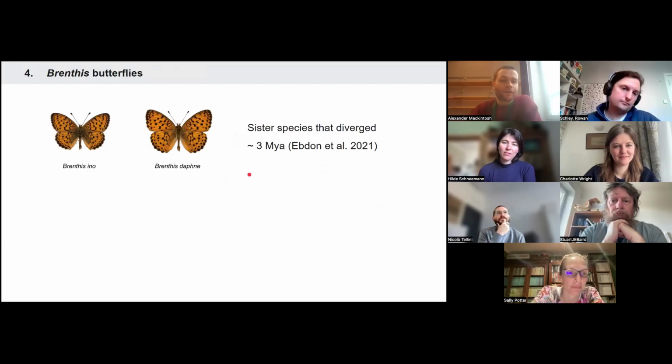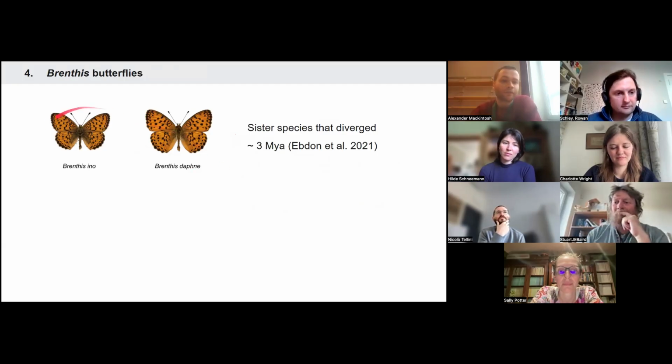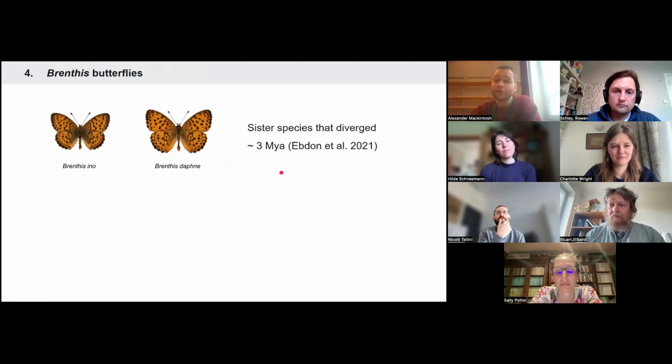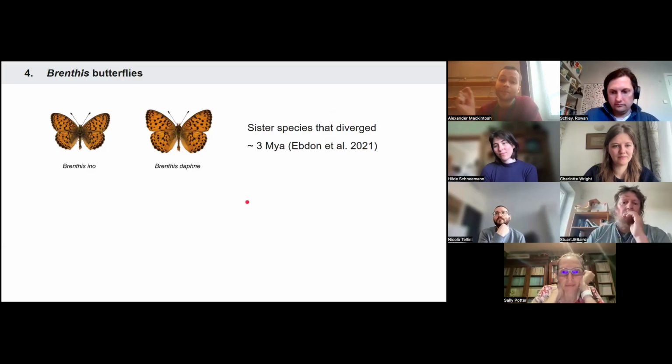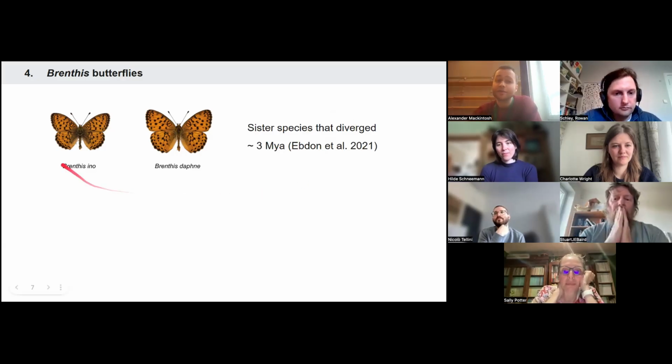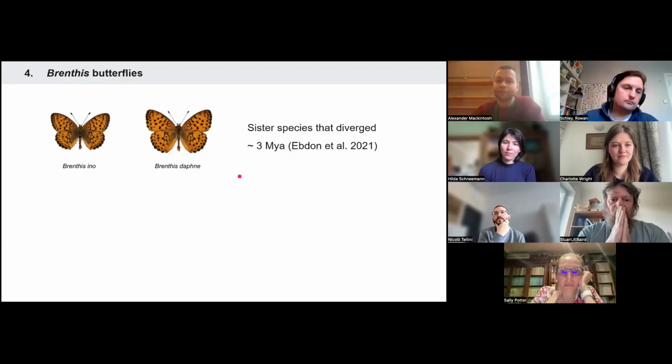When I started my PhD and joined Konrad Lohse's research group, I became interested in working on this pair of Brenthis fritillary butterfly species, Brenthis ino and Brenthis daphne, which have overlapping distributions in Europe. In the group at the time, Sam Ebdon was generating estimates of species divergence for many pairs of European sister species, and Brenthis ino and daphne are one of the younger pairs, diverging on the order of about 3 million generations ago.